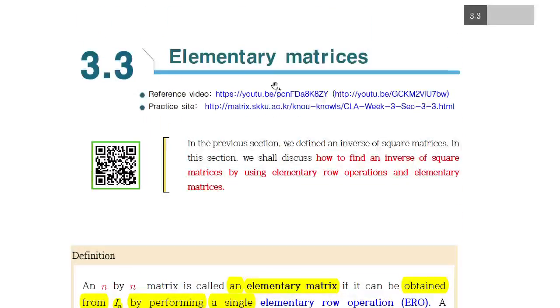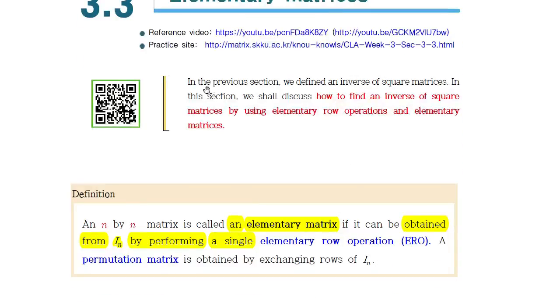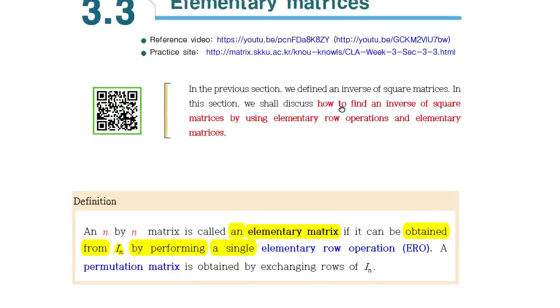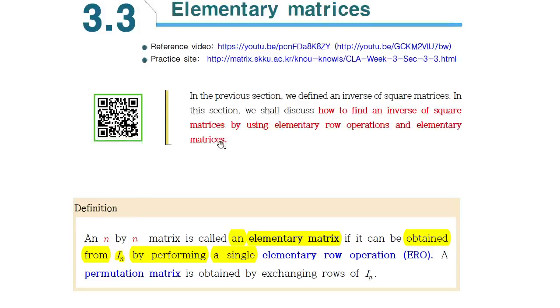Okay, now section 3.3, elementary matrices. In the previous section, we defined an inverse of a square matrix. In this section, we shall discuss how to find the inverse of a square matrix by using elementary row operations and elementary matrices.